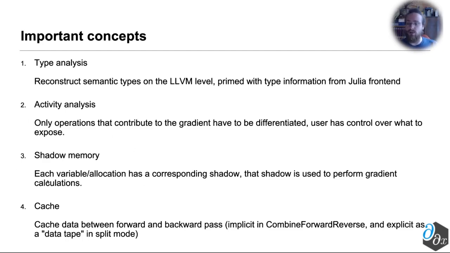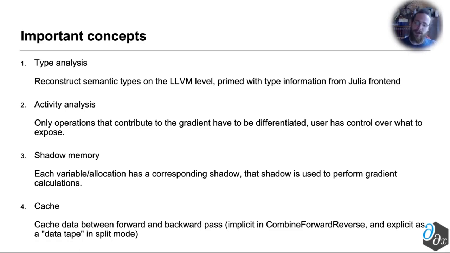Enzyme uses shadow memory as a way to store gradient data. So if you call Enzyme with an array, you will also have to pass in the shadow of that array, which is an array of the same size. Or if you're passing a mutable struct, you have to pass in a shadow of that mutable struct. And that memory is going to be used to perform the gradient updates.